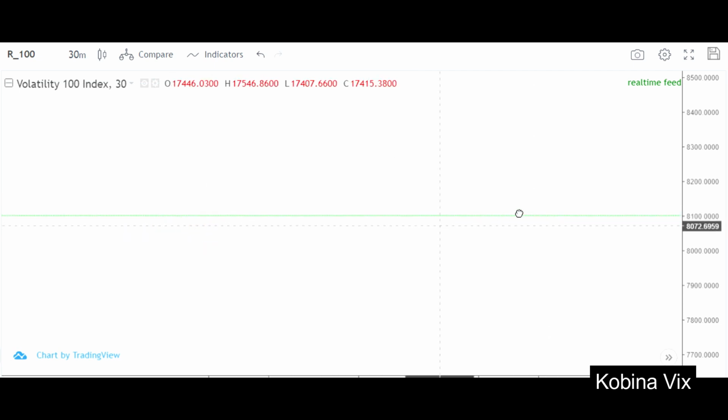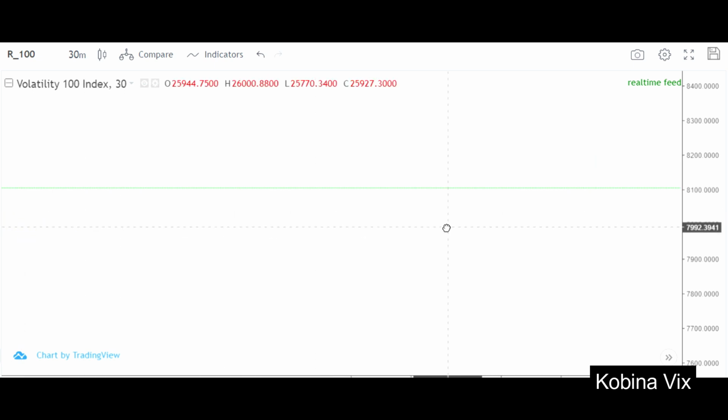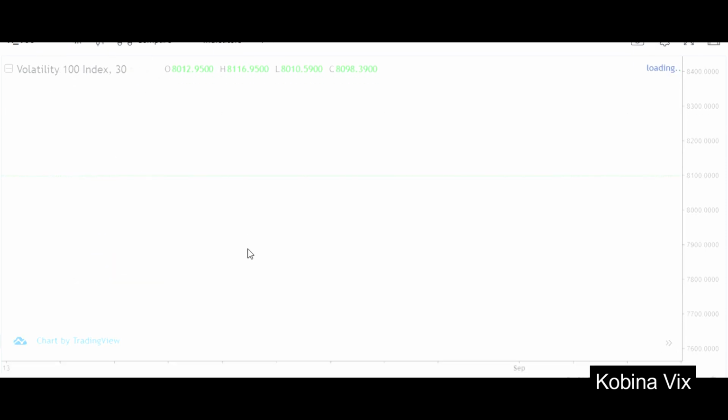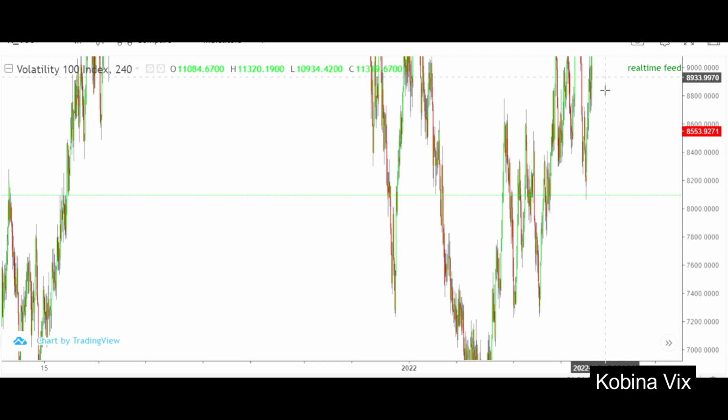Guys, pardon me for this. I'm not so used to analyzing on TradingView, you know. I don't know how to really get my chart down to size sometimes.